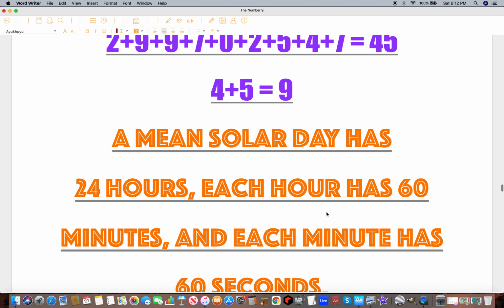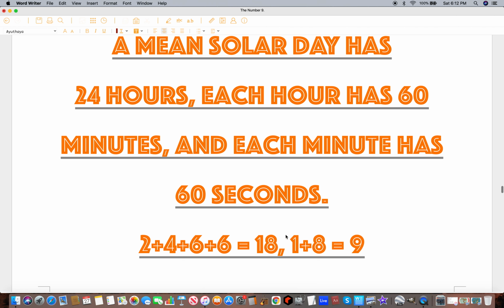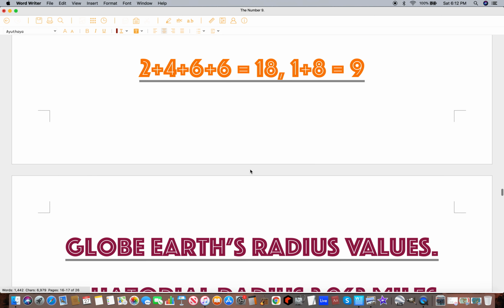A mean solar day has 24 hours. Each hour has 60 minutes, and each minute has 60 seconds. All comes to 9. I actually covered that earlier. I forgot, I was after doing that. I made this in 2 different separate parts.